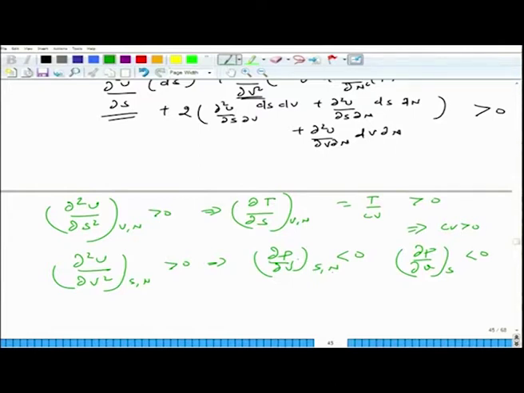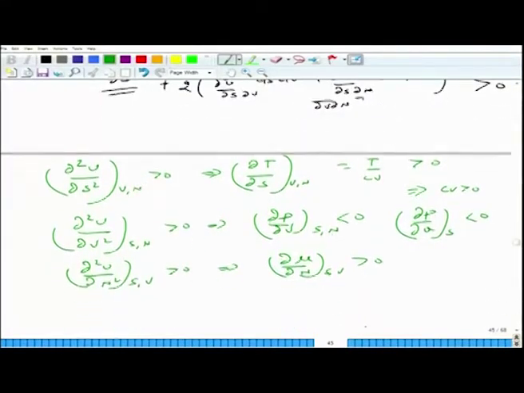The other thing is chemical potential. This has to be greater than 0. So if we increase the amount of moles present in the system, the chemical potential should also increase. That is what it tells. That is a condition of stability. If the chemical potential decreases, it is basically unstable. So it gives you the behavior.